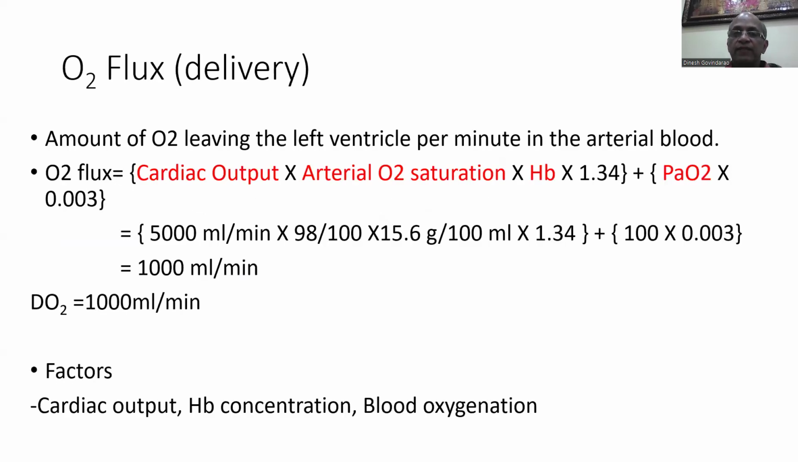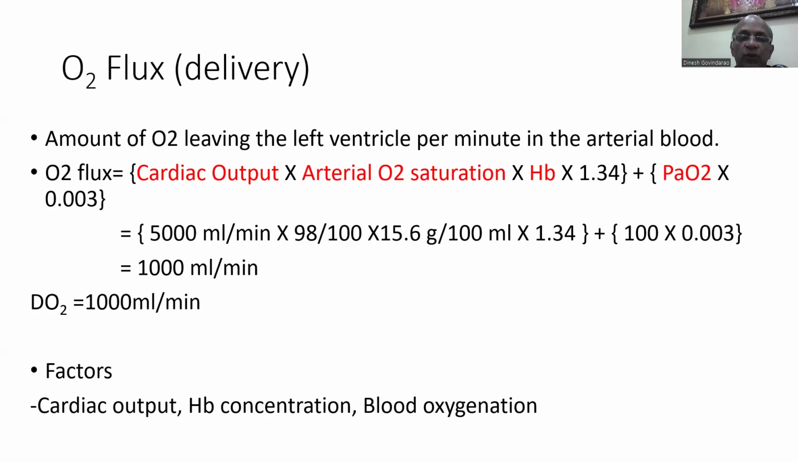The oxygen flux or delivery is the amount of oxygen leaving the left ventricle per minute in the arterial blood. So the arterial oxygen content multiplied by the cardiac output will give the oxygen flux. As we already know, the arterial oxygen content is about 20 ml per deciliter. And if this is multiplied by the cardiac output of 5000 ml, we get an oxygen flux of 1000 ml per minute, which is the oxygen carried in the blood going from the left ventricle.